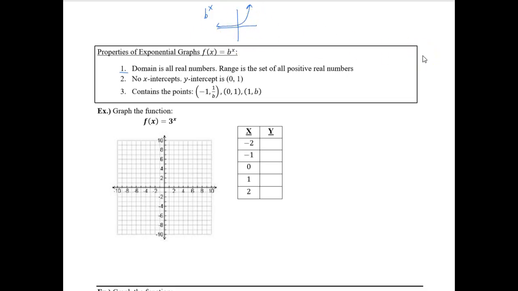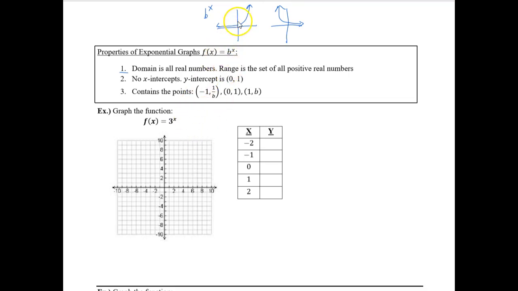So it could be going upward from left to right, or it could be coming downward from left to right. But either way, again, this graph is going to stay above the x-axis, so the range is going to start greater than 0, and the domain is going left and right forever, so the domain is all real numbers. There won't be an x-intercept because it will never touch that x-axis, right? It's going to get closer and closer but never touch it.